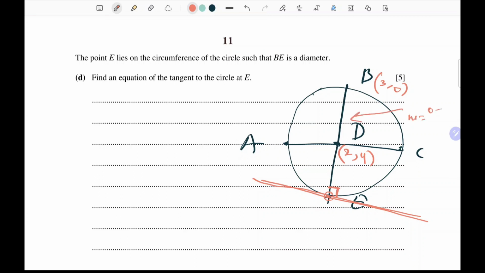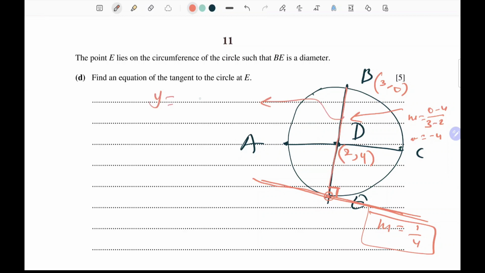Okay, so now we need to find the gradient of this BE. So m equals, guys, 0 minus 4 over, I'm using these 2 points, so 0 minus 4 over, you know that, I didn't explain how to find m. That's y2 minus y1 over x2 minus x1. So 0 minus 4 over 3 minus 2. So what is m, guys? Minus 4 over 1. So this is minus 4. Anyways, the gradient of this tangent will be 1 over 4.